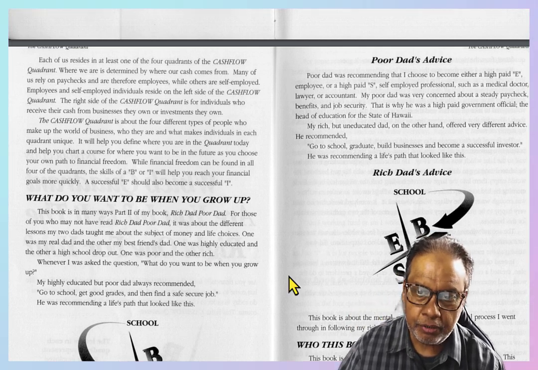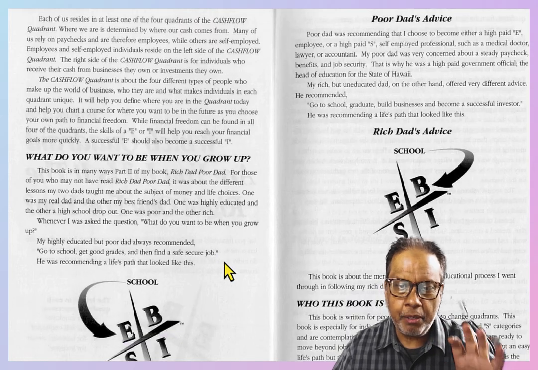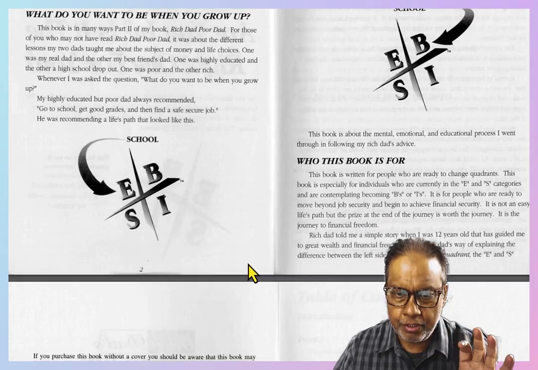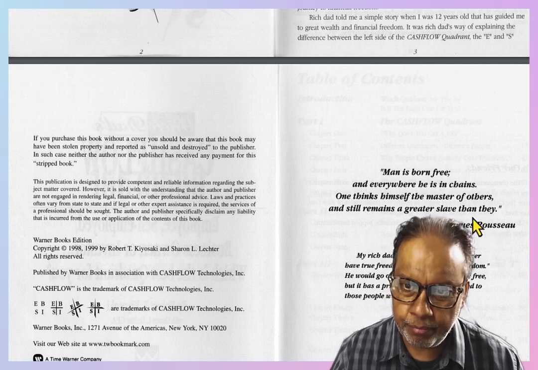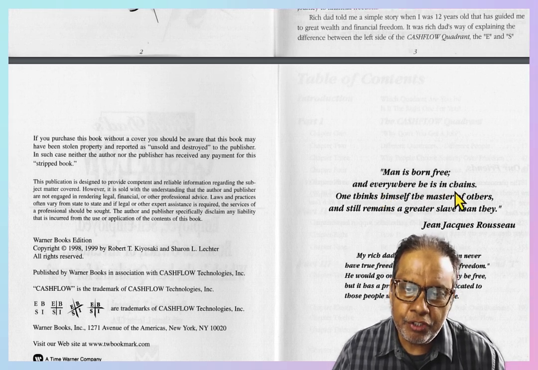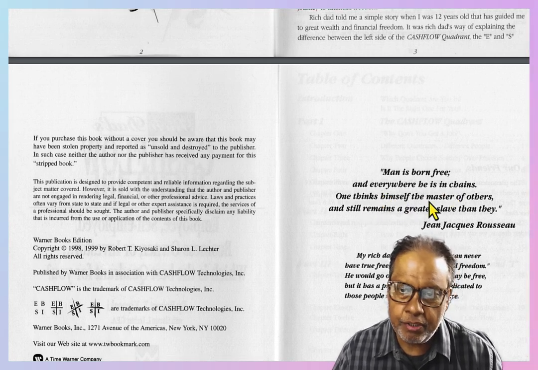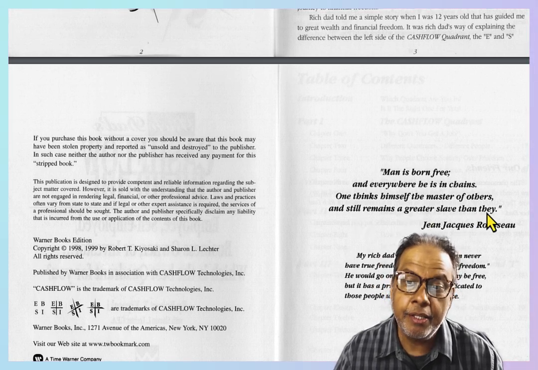So he talks about the 4 different quadrants. And I'm going to skip through a little bit here because there's a lot of pages, but I want to go into the nuts and bolts of this so you fully understand. And here he writes about Jean-Jacques Rousseau, who mentions, man is born free, and everywhere he is in chains. One thinks of himself as a master of others and still remains a greater slave than they.